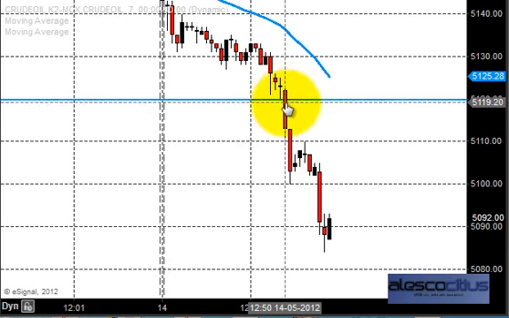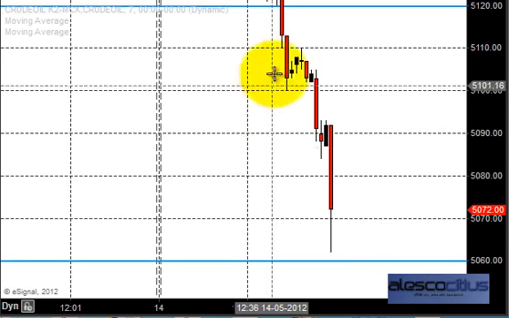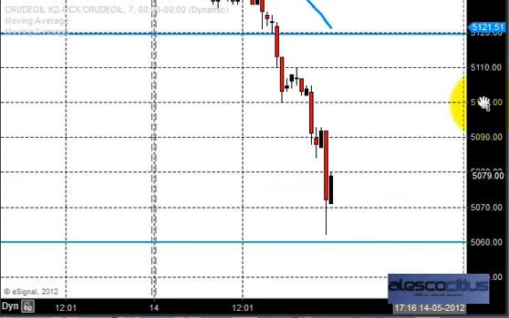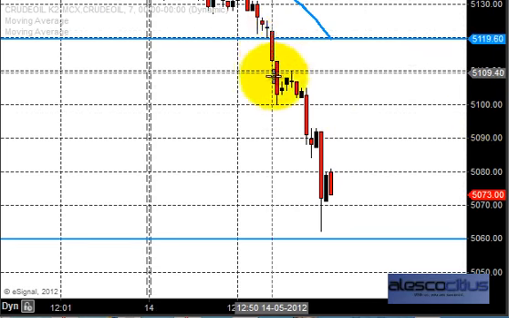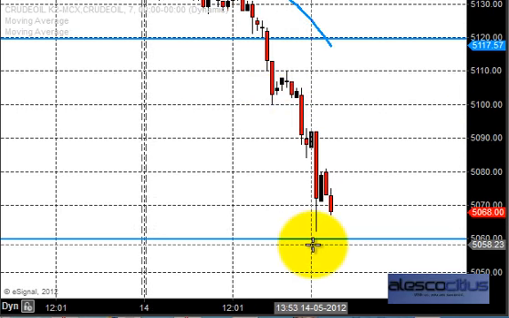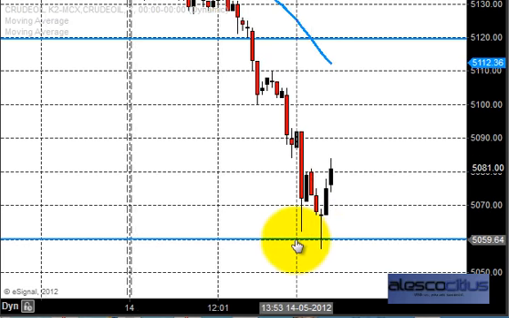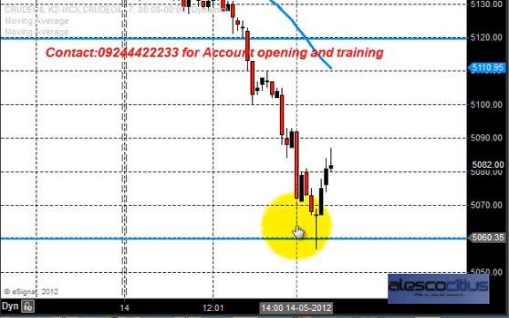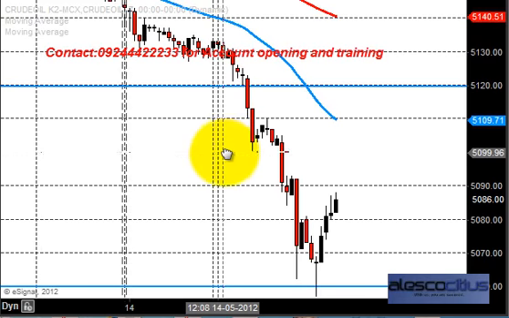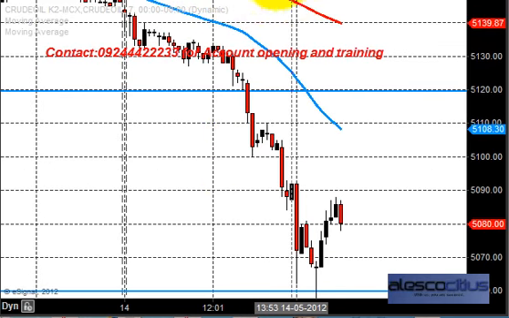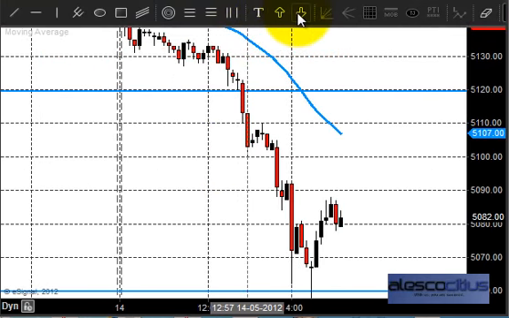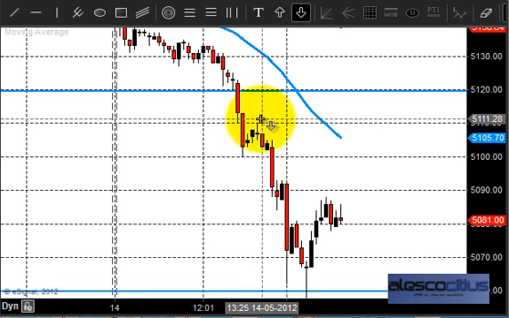After breaking this 5120, you can very well notice that there is a huge drop in the crude market. It broke this level straight away and came and tested this 5060. So this is one of our expected targets. What we should do is make note of these levels, the levels we have seen, so that they can help us in future.